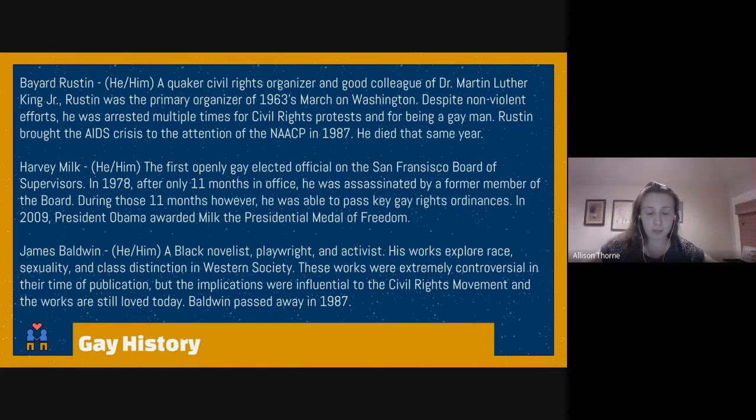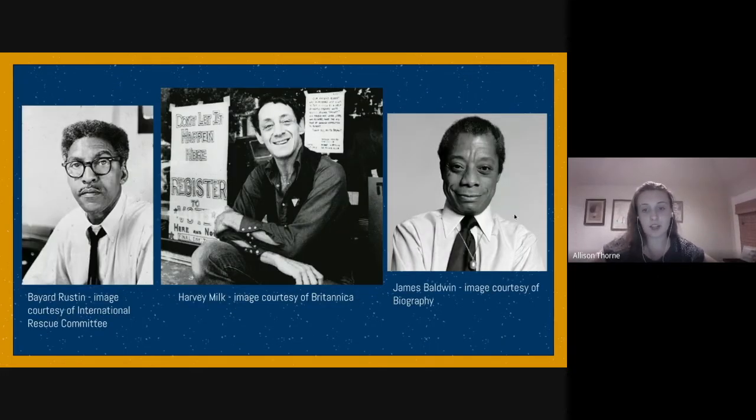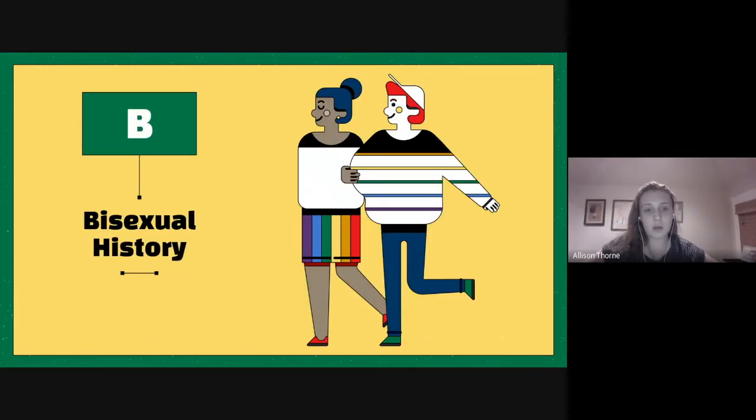Finally, we have James Baldwin, a Black novelist, playwright, and activist. He worked to explore race, sexuality, and class distinction in Western society. His works were very controversial when they were published, but the implications were very influential to the civil rights movement, and the works are still loved today. Baldwin passed away in 1987, but he is a very key part in Baltimore culture. Here's Harvey and James Baldwin, and now we will move on to bisexual history with Vanya.